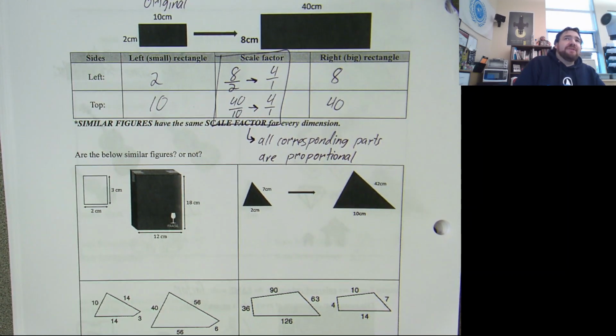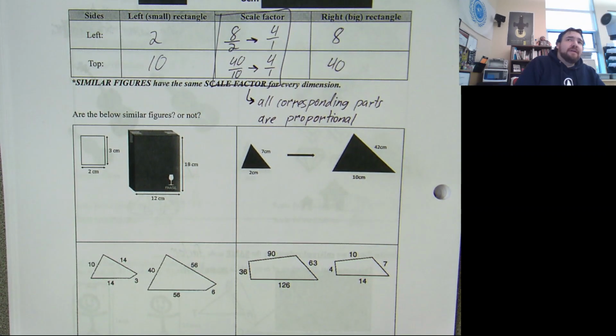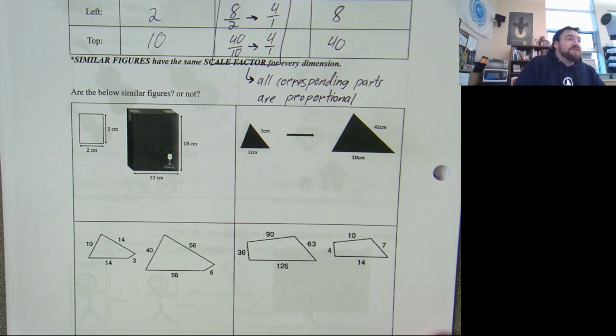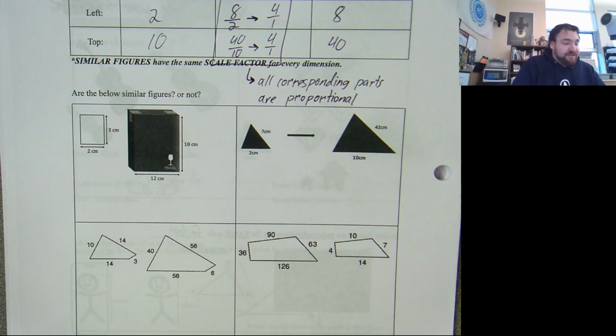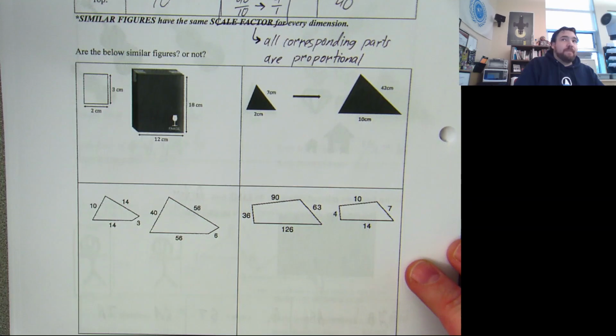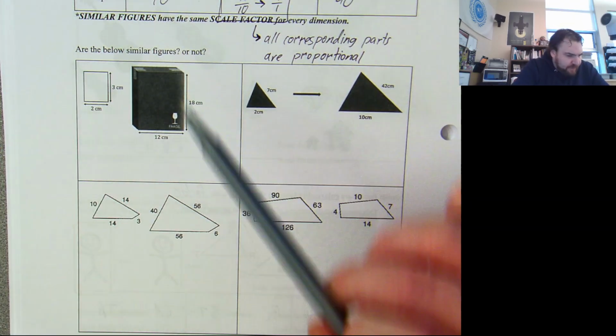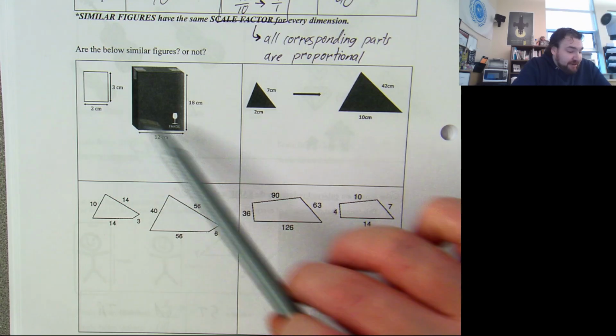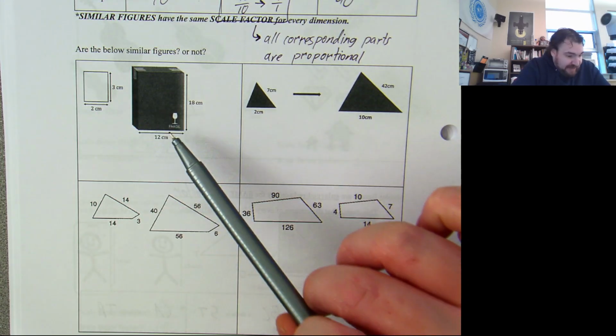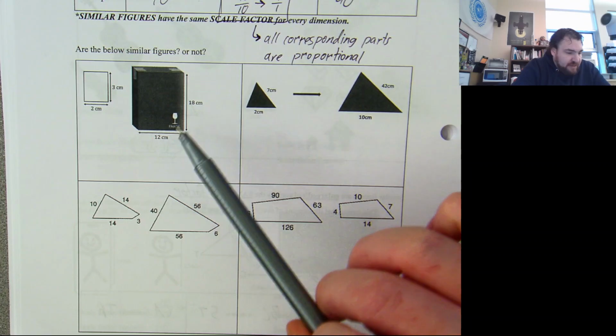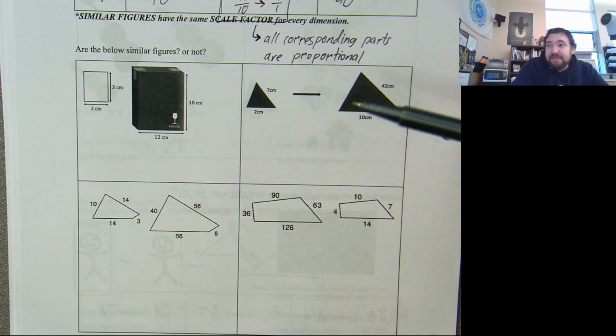What that allows us to do is it allows us to do two things. It allows us to go ahead and start checking, well, are these diagrams similar or not? And if they are, can we find missing links? So let's take a look. I've got two diagrams here. I've got this and I've got an actual box. Let's figure out if they're similar figures.